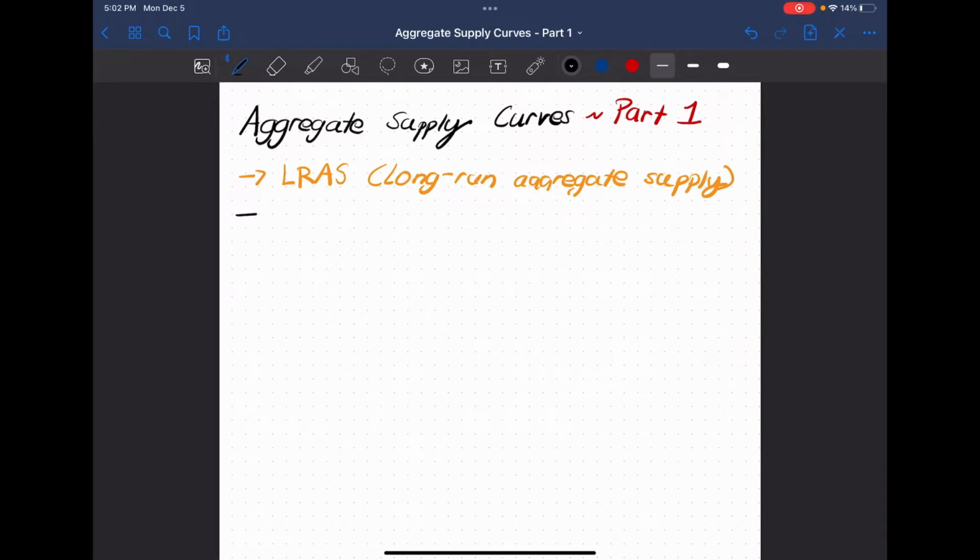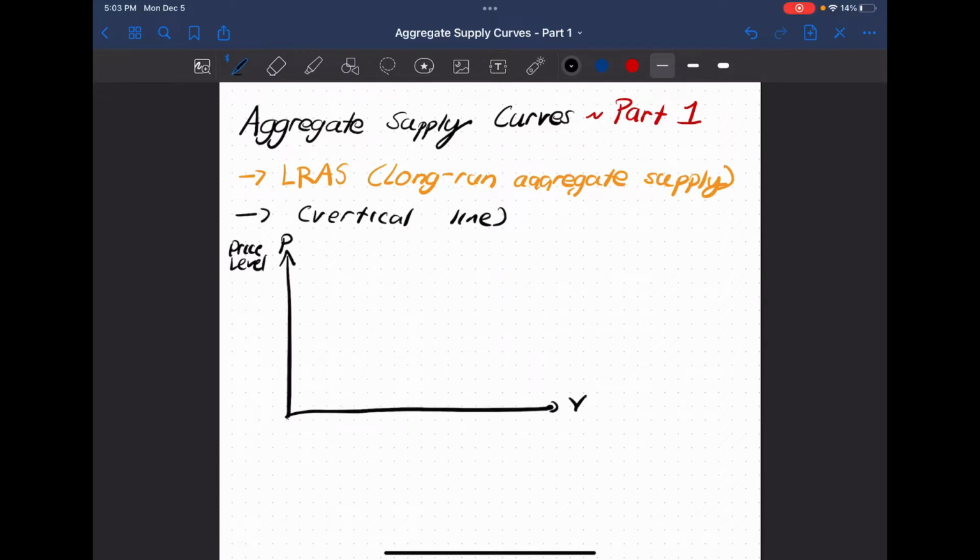First, very importantly, we must know that the shape of the long run aggregate supply in a graph is that it has a shape of a vertical line. So now if we draw a graph, and in our y-axis, in our vertical axis, we have P, which is price level, and in our horizontal axis we have Y, big Y, which is income or output, which is essentially the GDP. We will have a vertical line in the graph, which we will label LRAS.